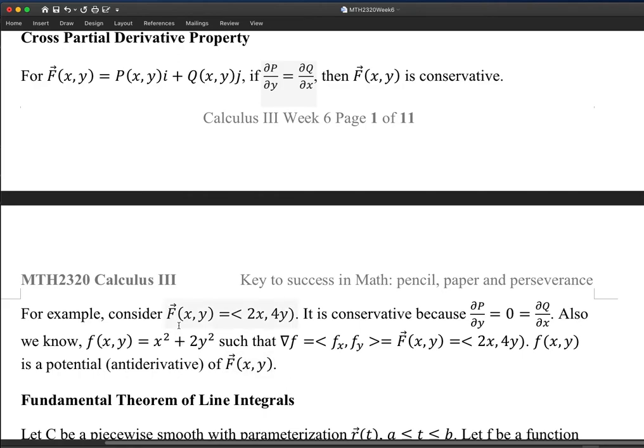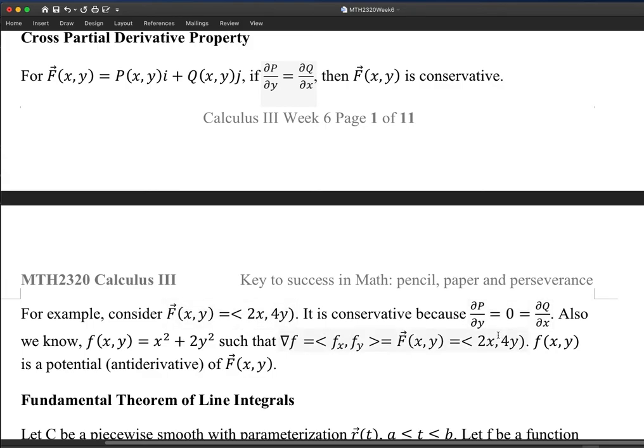For example, when we have a function F of x and y equals 2x plus 4y, a very simple conservative vector field. And how do we know if it is conservative or not? What I did here is I calculated dP/dy. Keep in mind, P now is a function of x only, so with respect to y, the entire thing is constant and the derivative is 0. Q is a function of y only, so with respect to x, the derivative is 0 again.